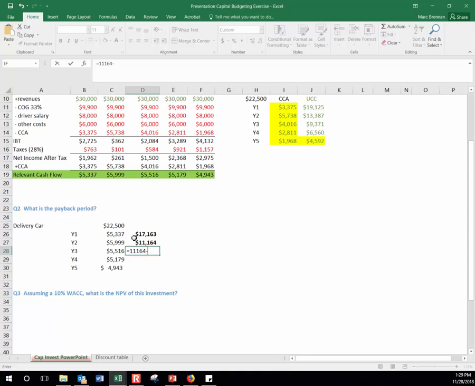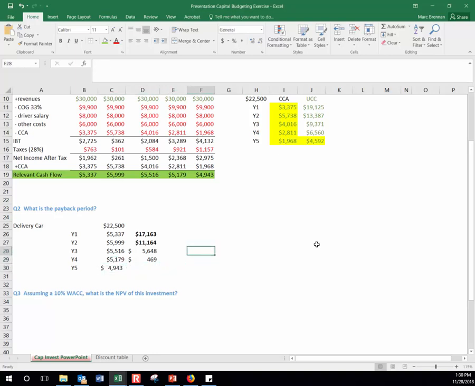$11,164, which is how much of my investment I've yet to recoup, to make back, minus how much relevant cash flow I have for year 3. Still not there. I still need to get to 0. So $5,648, which is how much of my investment I've left to recoup after year 3, minus how much relevant cash flow I think I'm going to make in year 4. So it leaves me with $469. We're at the same place as we were with the other approach. So we would just divide the 469 by year 5 relevant cash flows, and it would give us 4.09 years again.